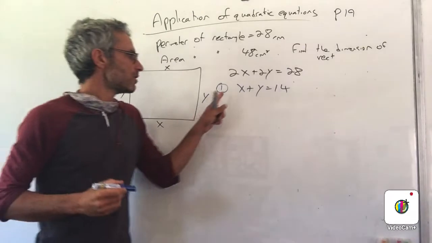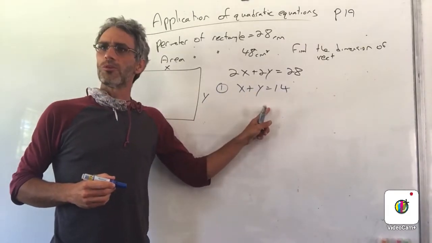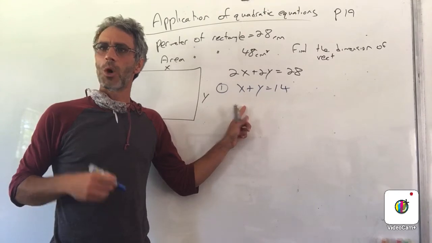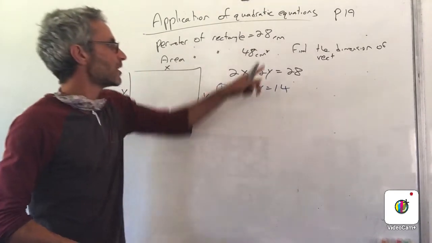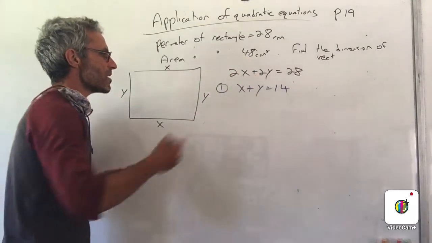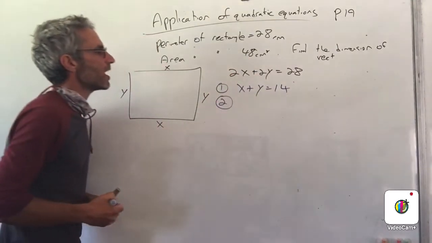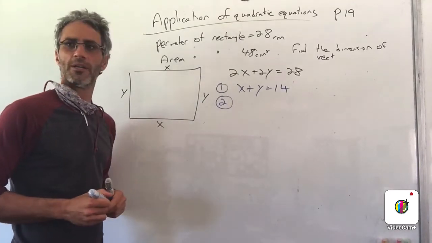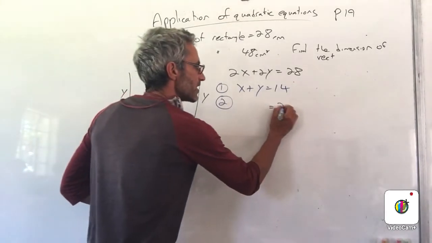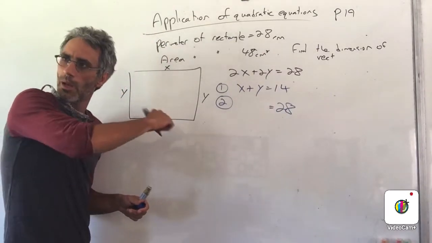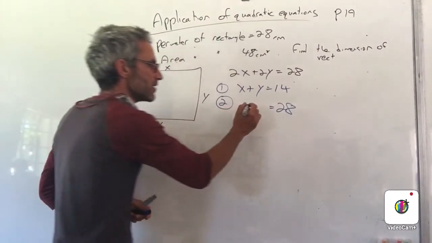Now, I've got 2 variables. Is it enough just to have one equation? No, I need a second equation. For the second equation, I look at the next information: the area is 48. What equation can I write for x and y? How do I calculate the area of a rectangle? X times y, length times width. So xy equals 48.